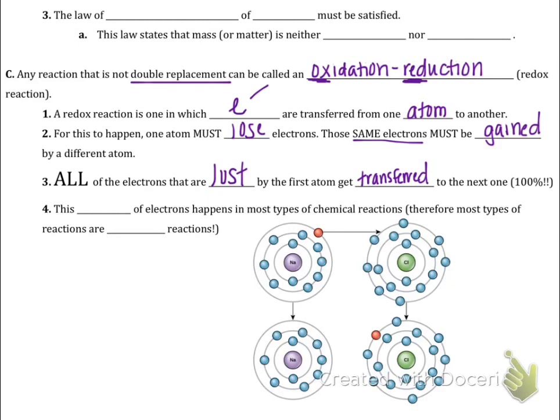So, this transfer of electrons happens in most types of chemical reactions, except double replacement. We'll explain what double replacement looks like, and we call them redox for short, red for reduction, ox for oxidation. So let's talk about your 5 different types of chemical reactions.